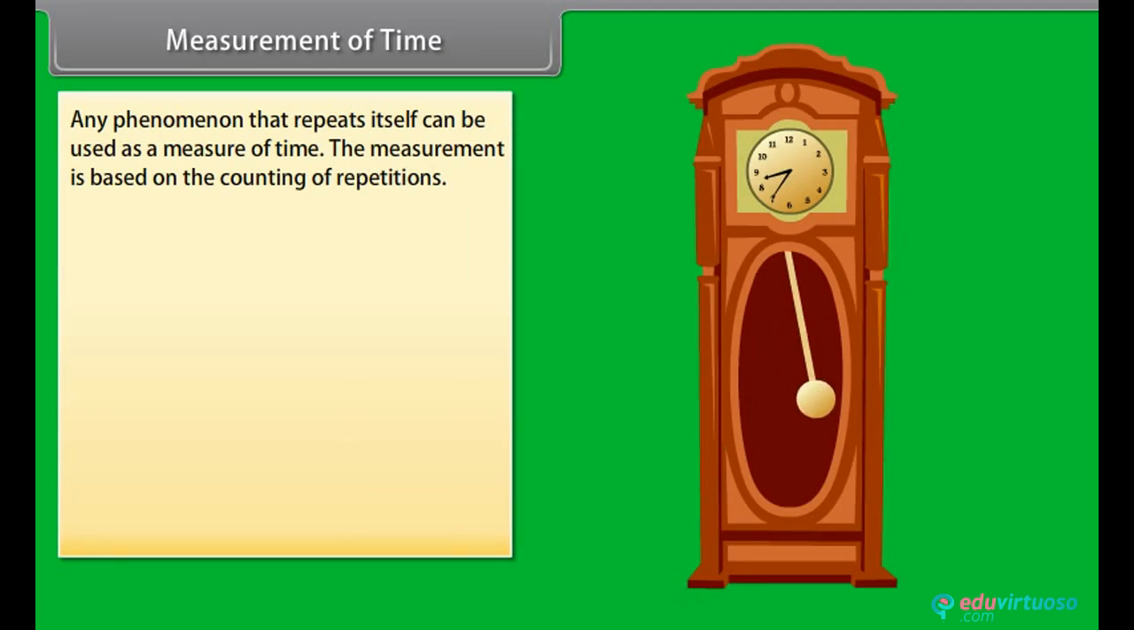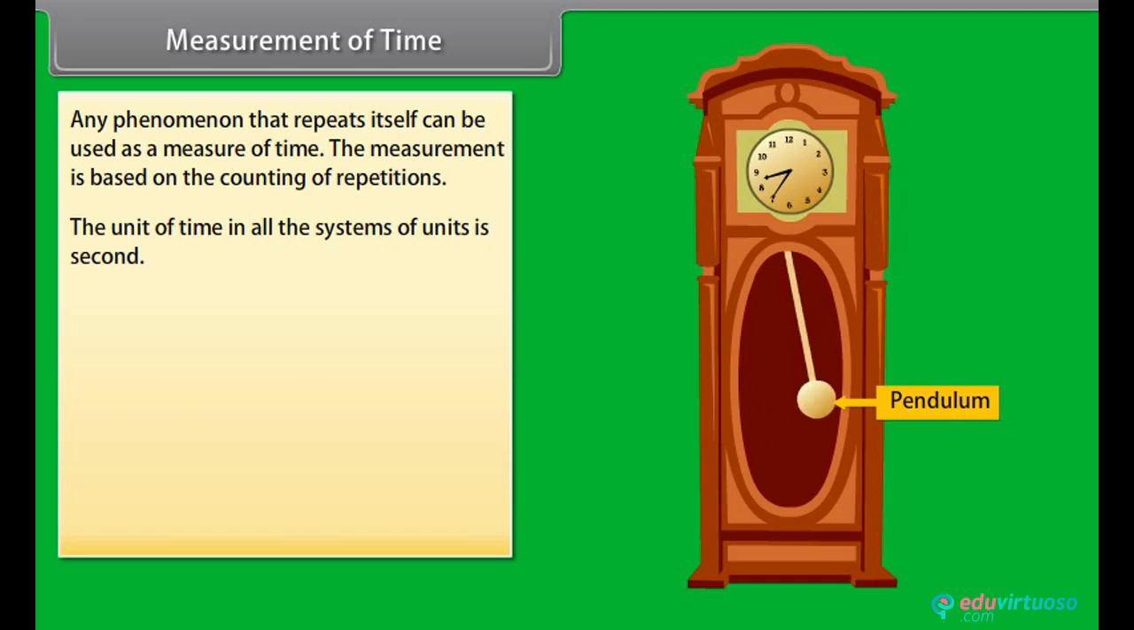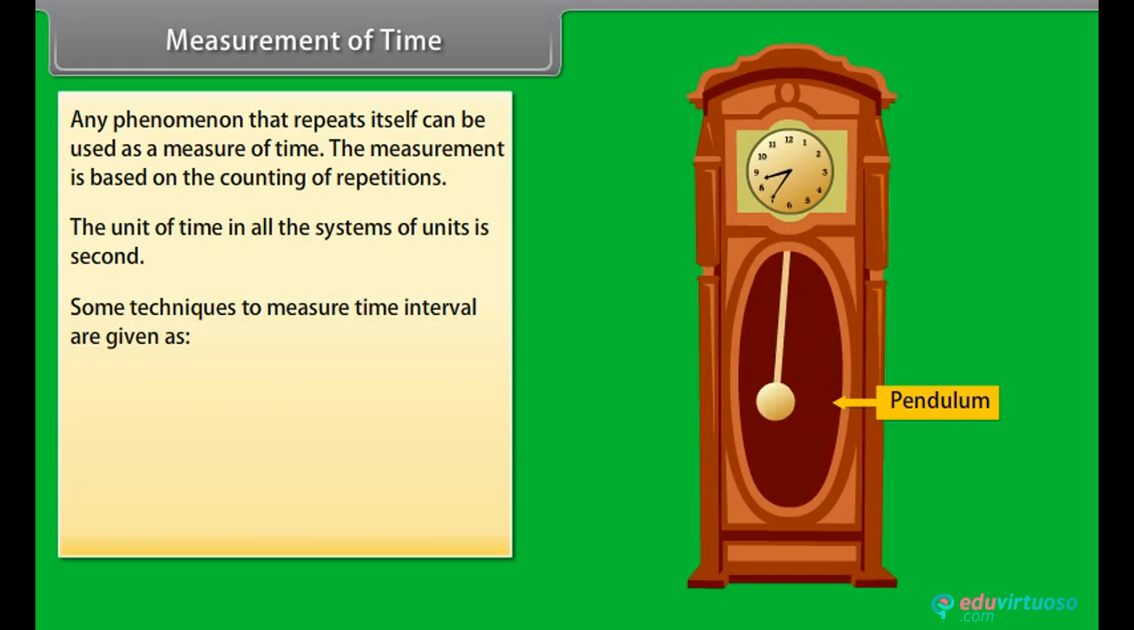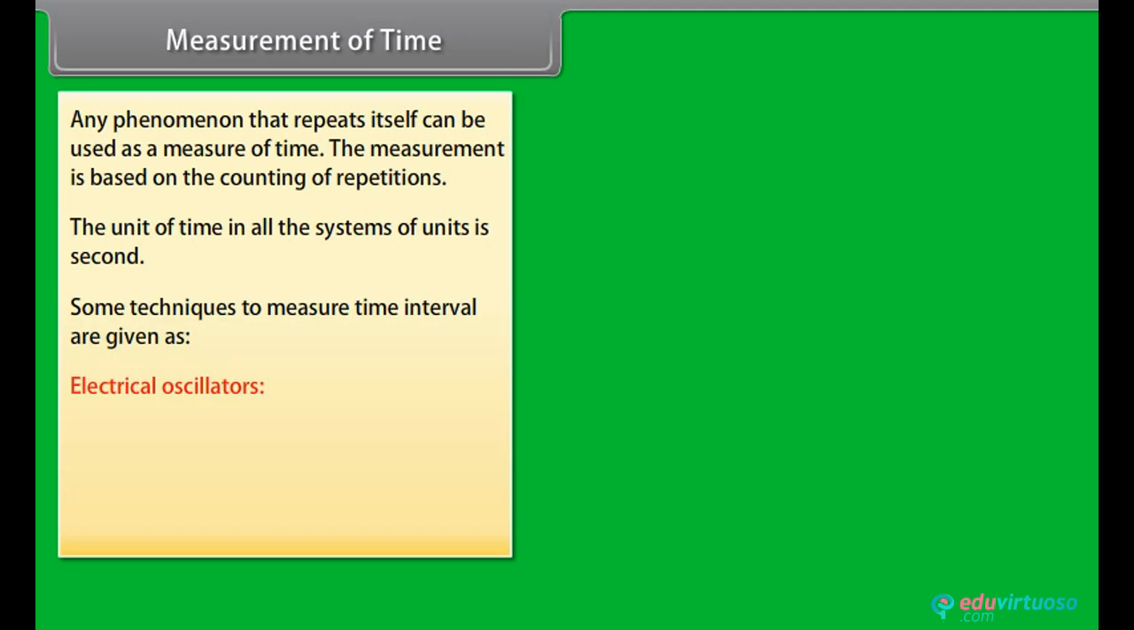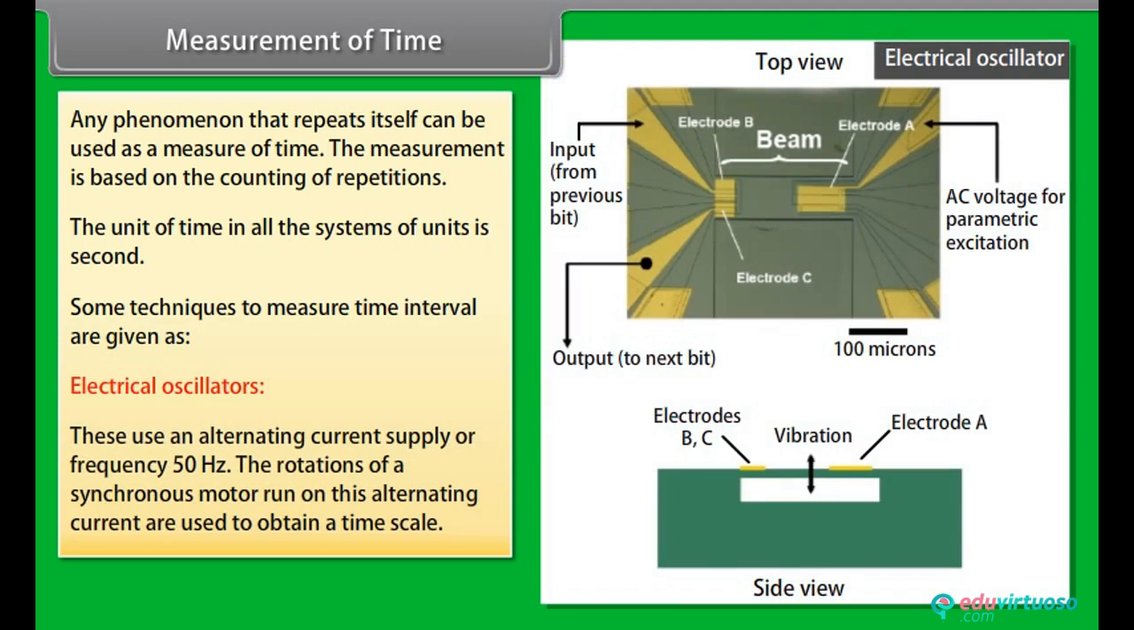Measurement of time. Any phenomenon that repeats itself can be used as a measure of time. The measurement is based on the counting of repetitions. The unit of time in all the systems of units is second. Some techniques to measure time intervals are: electrical oscillators. These use an alternating current supply of frequency 50 Hz. The rotations of a synchronous motor run on this alternating current are used to obtain a time scale.